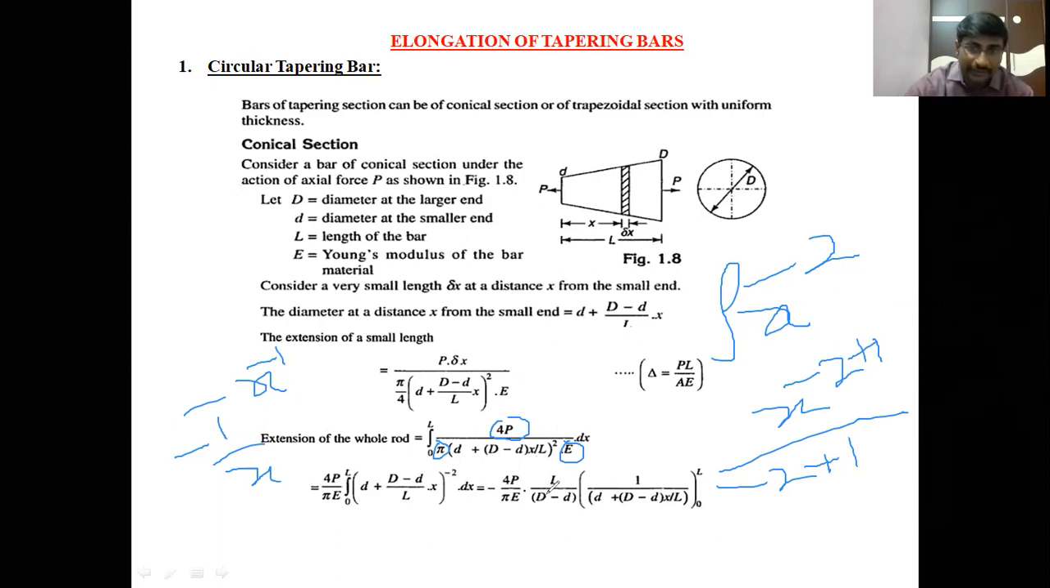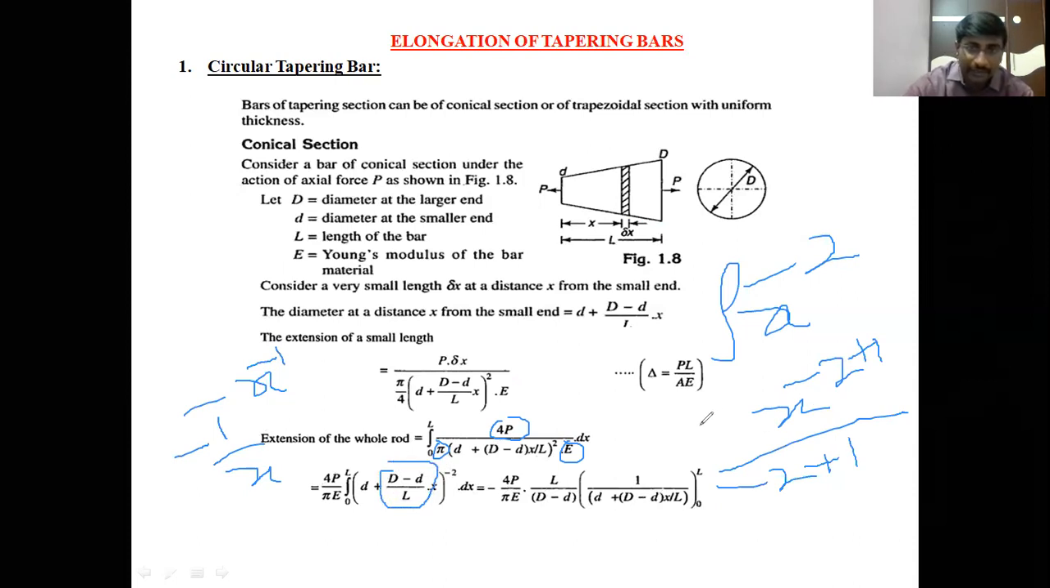Clear? So here minus 1 by x, how do we write minus 1 by x? Here it is d plus (D minus d) x by L. If we write the formula for that integration, 1 divided by the total expression d plus (D minus d) into x by L is the 1 by x formula. In place of x, the multiple of x is (D minus d) by L.